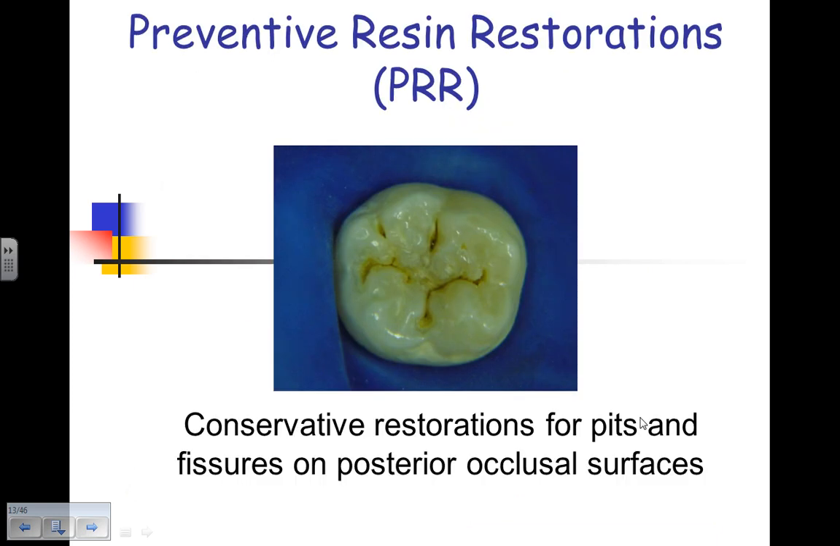So the preventive resin restoration, here we're looking at a single tooth that's been isolated with the dam, and you can see site-specific caries on this tooth, where we don't have to prepare a conventional preparation, but only prepare those areas where the caries is present. And we'll look at an example of this with a case.